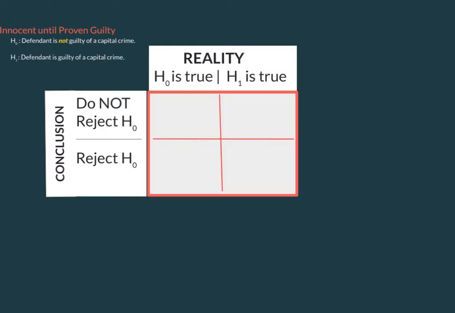There are two ways you can be right. If the null hypothesis is true in reality, and you do not reject it, then you are correct. The other way to be correct is if in reality the alternative hypothesis is true, and you reject the null hypothesis, then you will have made a correct decision. If in reality the null hypothesis is true, remember this is not something we can know for sure, but if it is true and we reject the null hypothesis, we have made an error, and we have made a type 1 error.